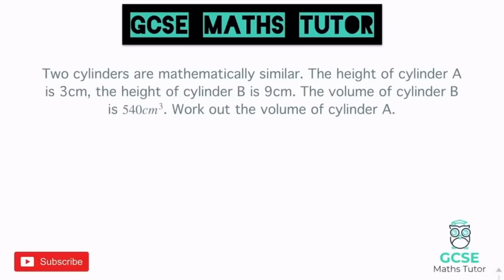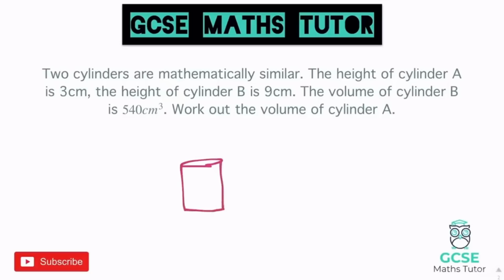Okay, so in this question it says two cylinders are mathematically similar. The height of cylinder A is 3 and the height of cylinder B is 9. The volume of cylinder B is 540 centimetre cubed. Work out the volume of cylinder A. So again, there's no picture, which it may or may not give to you, but I can easily draw one and it doesn't have to be perfect.